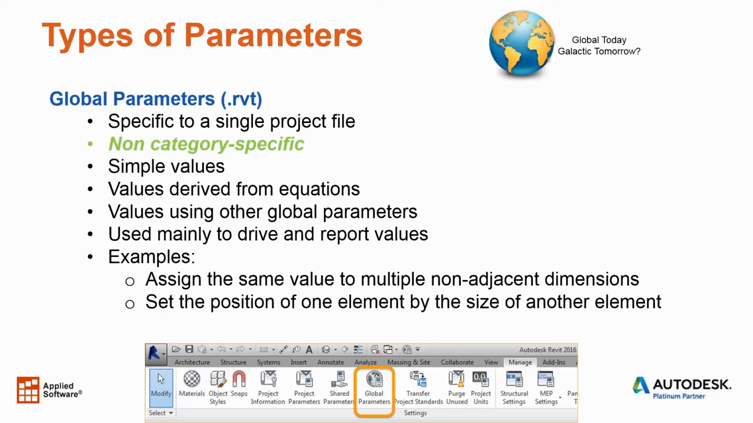They are simple values or values derived from equations, values using other global parameters, and used mainly to drive and report values. Example of that would be to assign the same value to multiple non-adjacent dimensions and set the position of one element by the size of another element. They will appear under the Manage menu in Revit when this is installed as part of the 2016 R2 release of Revit.